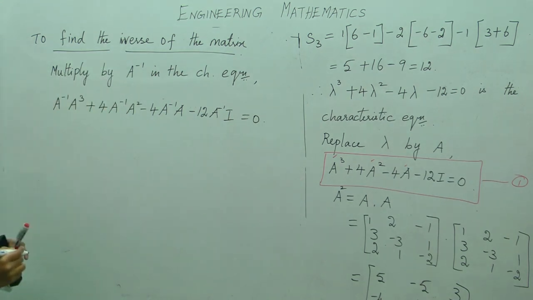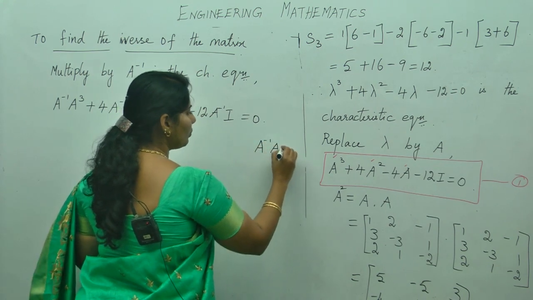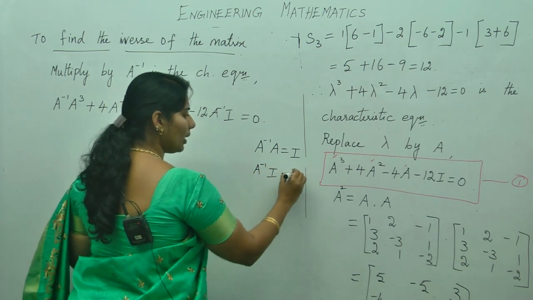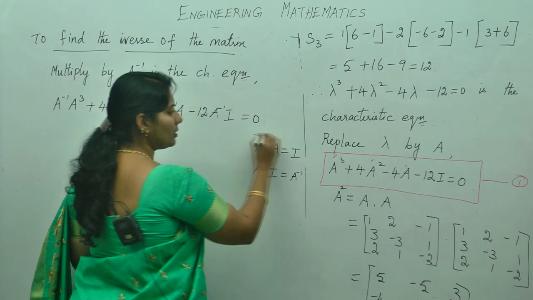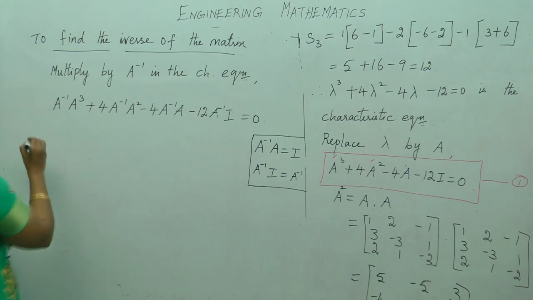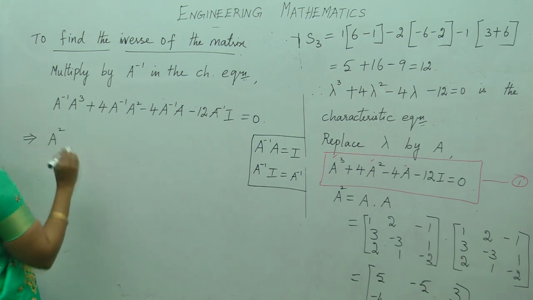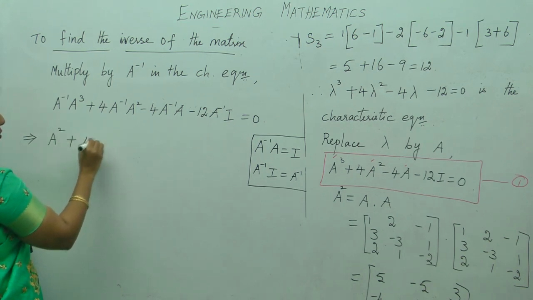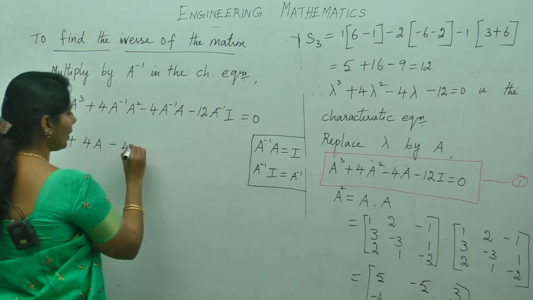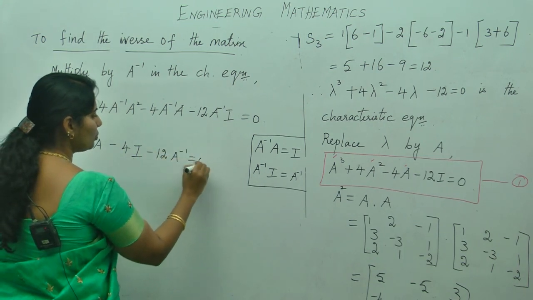So, we know that by the property, A inverse into A will give you I, and A inverse into I will give you A inverse itself. I is nothing but the identity matrix. So, from this property we can say that we will get A inverse into A cube will give you A square, plus 4 into A, minus 4 into A inverse into A will be I, minus 12 into A inverse, which is equal to 0.